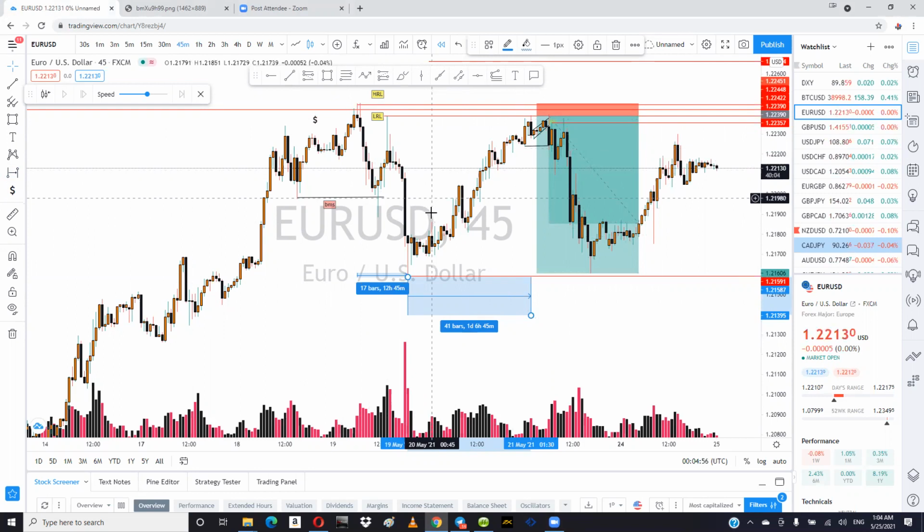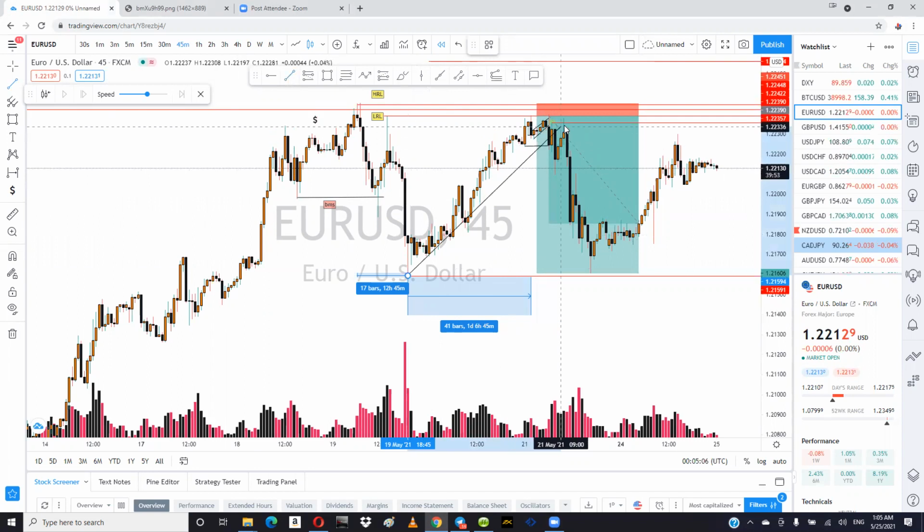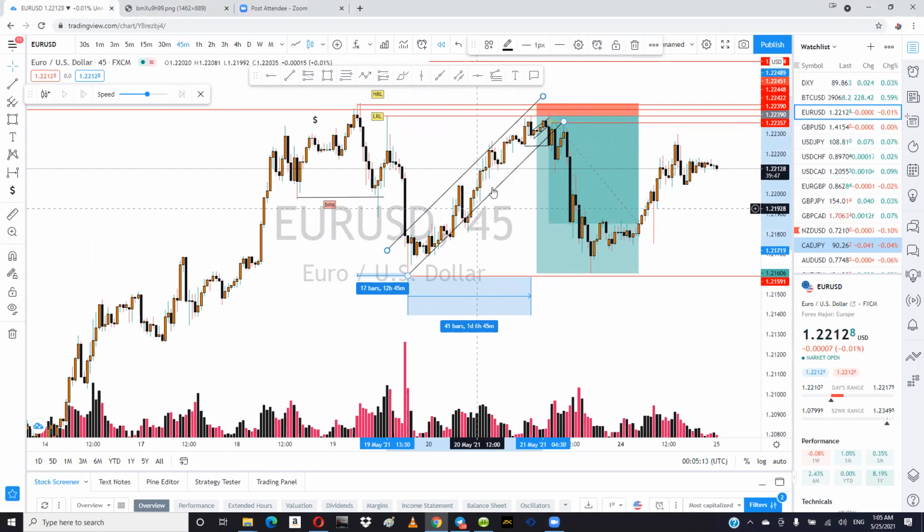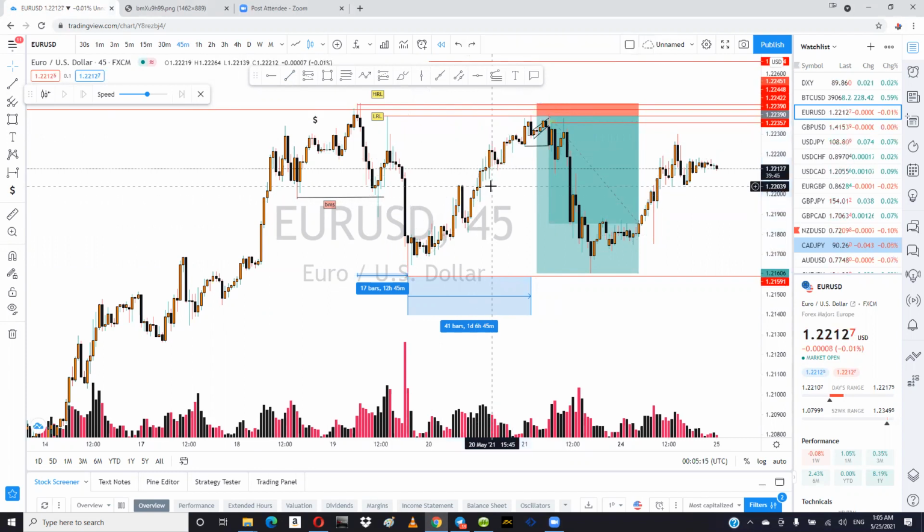Now look at the way the candles are packed together. This is a form of compression. Usually compression is in between two trend lines, so we have a channel, right? This is compression. So compression also explains momentum.